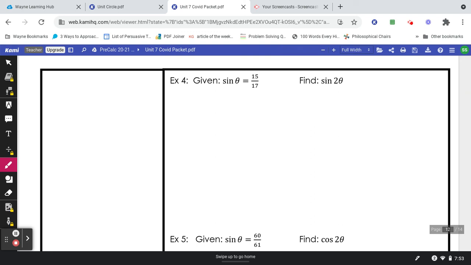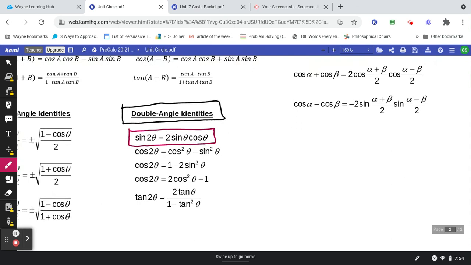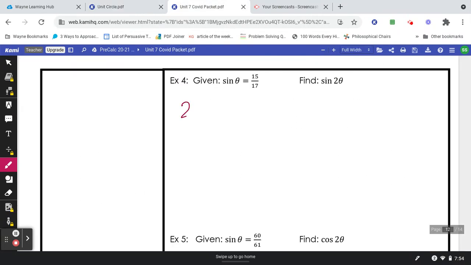Example 4, sine of theta equals 15/16. We want to find sine 2 theta. Again, on our unit circle, there is only one equation for sine 2 theta. Let's jot that down. This time they give us sine. I'll put sine right where that goes. And now I need to find cosine.